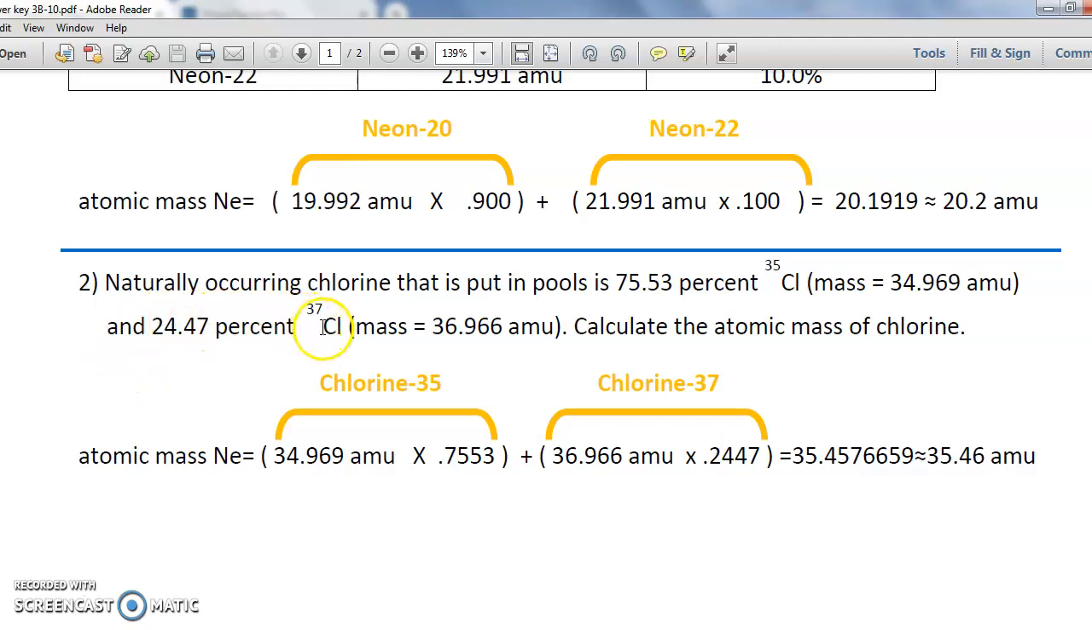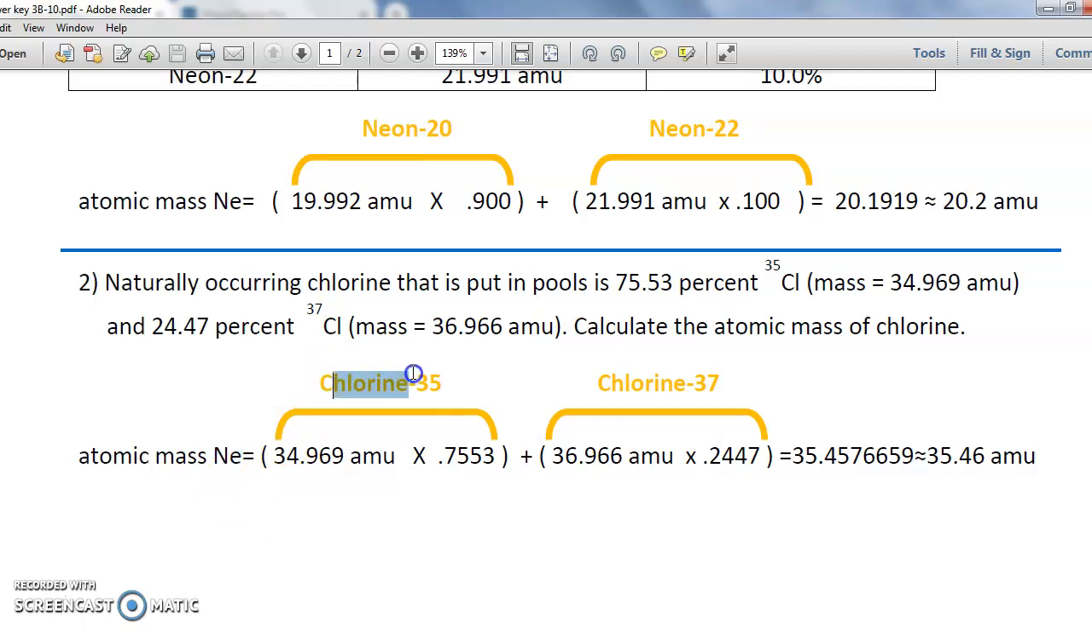24.47% of the chlorines are chlorine 37. Its mass is 36.966. They want the atomic mass of chlorine. That should say chlorine right there, not neon. That's a mistake. That should say chlorine right there. They want the atomic mass of chlorine.